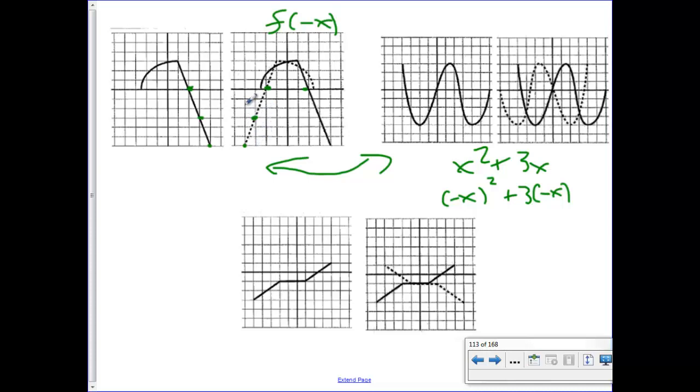Okay, I'm just trying to visualize. Can I try some more examples? I mean, that's kind of the hope here, is we'll just solidify with more examples.